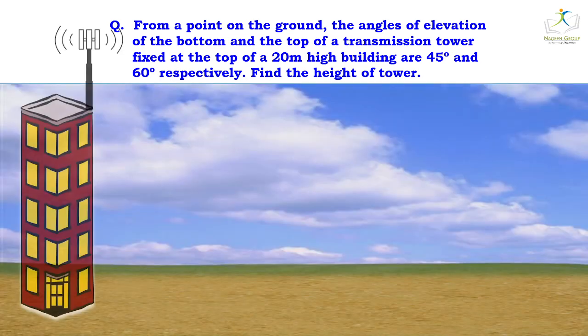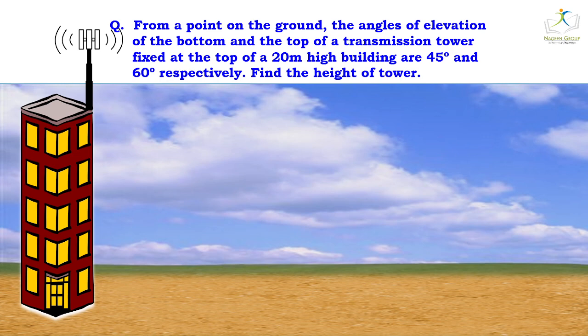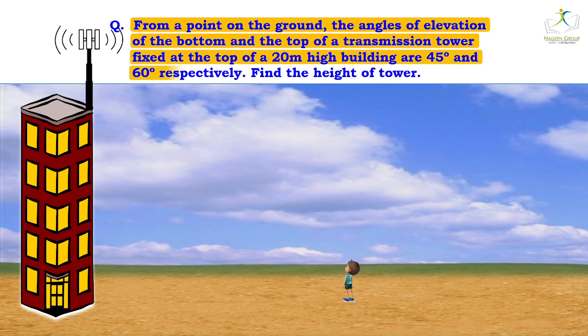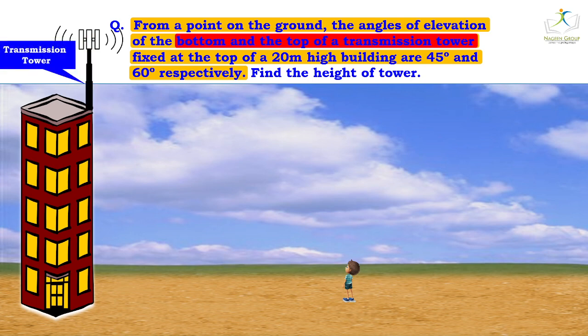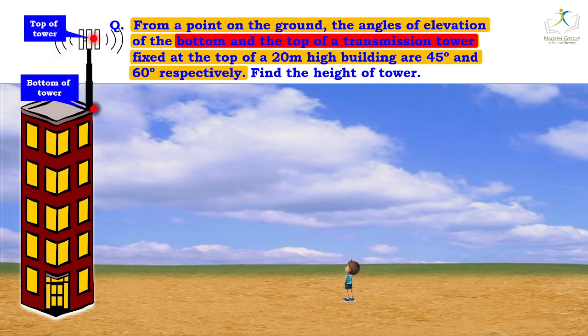Understand? From a point on the ground, the angle of elevation of the bottom and top of a tower fixed at this. So first of all, bottom and top of the transmission tower. This is the transmission tower, right? Fixed at, this is the bottom of the tower and this is the top of the tower.